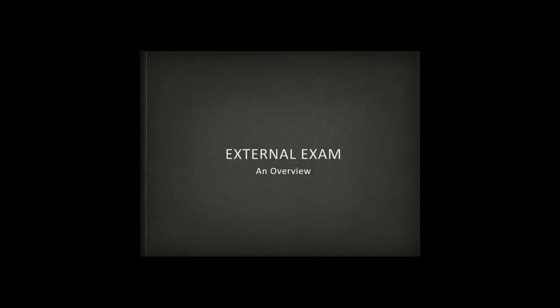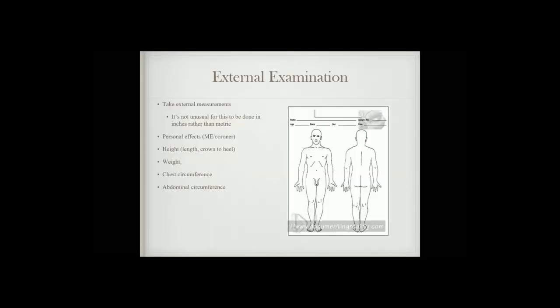With all that prep work out of the way, you're now ready to start examining the body and documenting your findings. So let's get right into it. One of the first things you'll do for the external examination is to take basic measurements. The most common measurements are the height, which is taken from the crown of the head to the heel, the chest circumference, and the abdominal circumference.